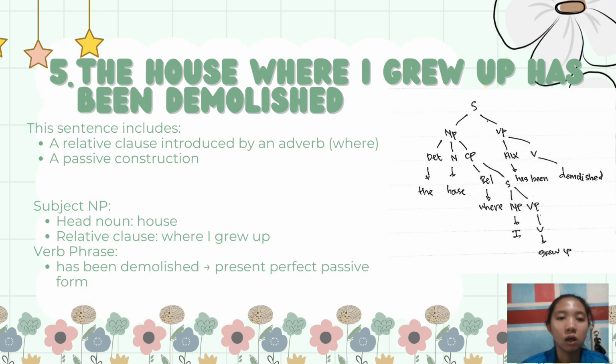5. The house where I grew up has been demolished. This sentence includes a relative clause introduced by the adverb where, and a passive construction. The subject is a noun phrase. The head noun is house, the relative clause is where I grew up, and the verb phrase has been demolished is in present perfect passive form.